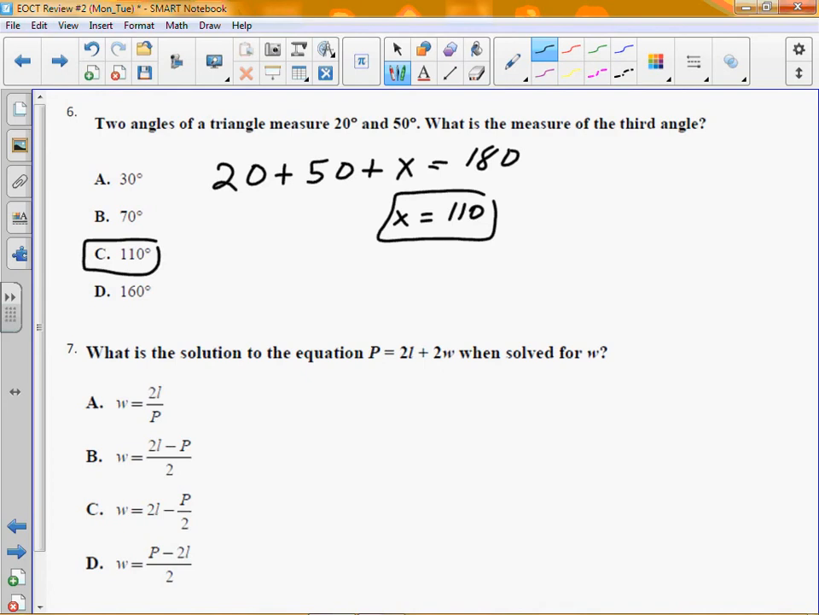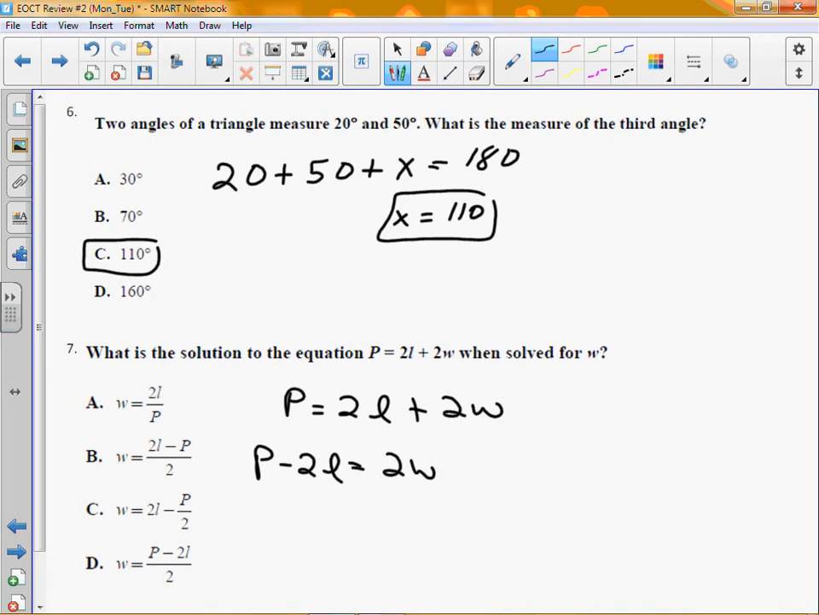All right. What is the solution to the equation P equals 2L plus 2W when solved for W? Okay, so what I want to do is I want to write that out. P equals 2L plus 2W. If I'm solving it for W, that means I want to move everything away from the W. So how do I move a positive 2L on the right? It becomes a negative 2L on the left.